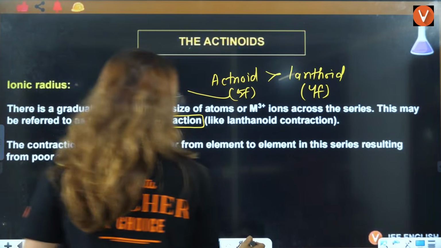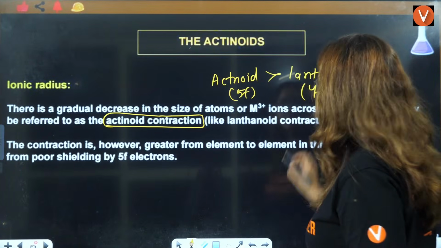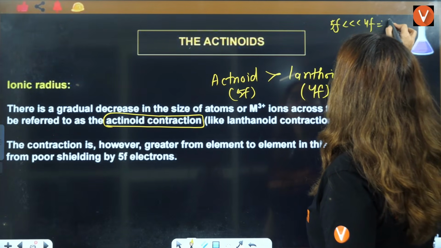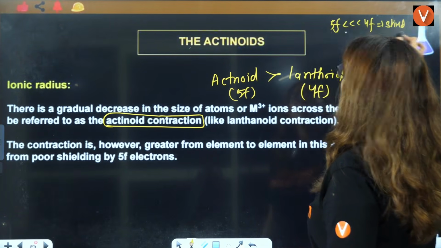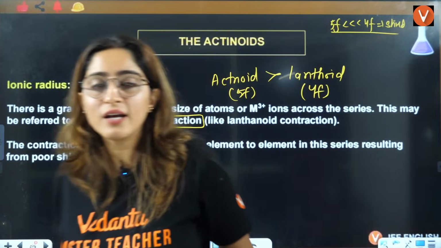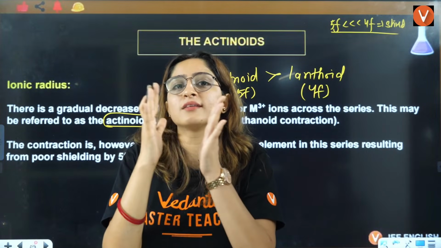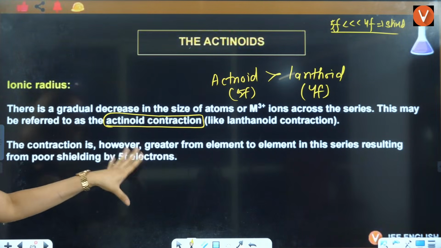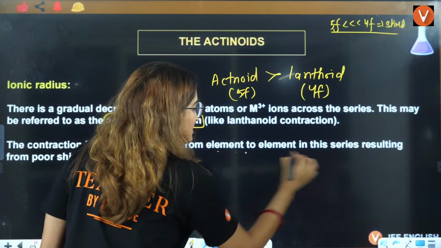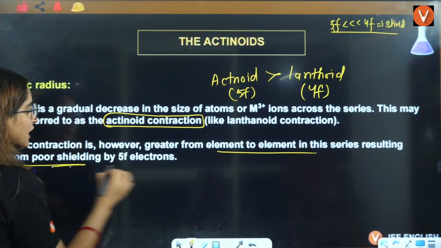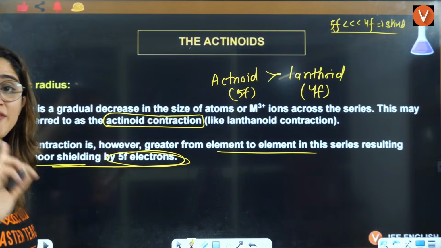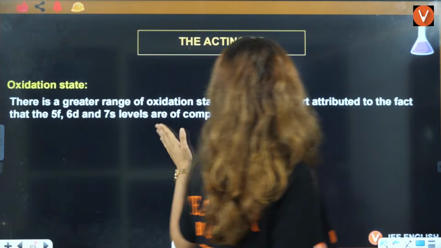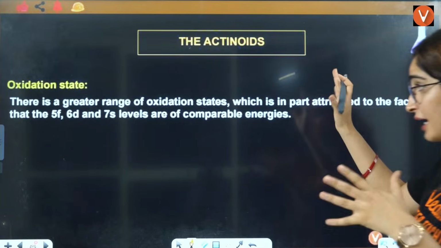So you can write it like this: 5f has even poorer shielding effect as compared to 4f. Shielding in 5f is so poor that the contraction is greater from element to element in this series, resulting from the poor shielding effect of 5f electrons. There is also a greater range of oxidation states that you will see here.